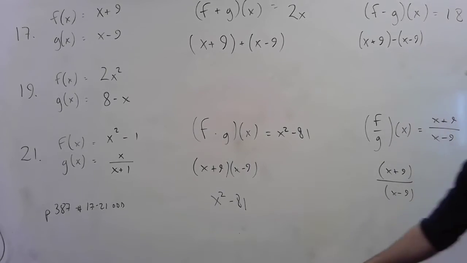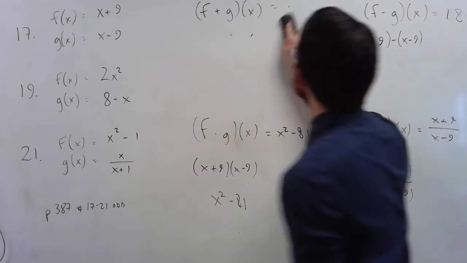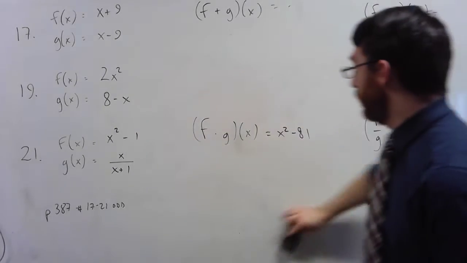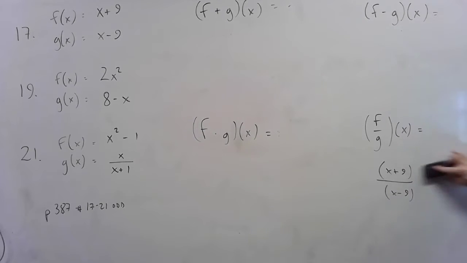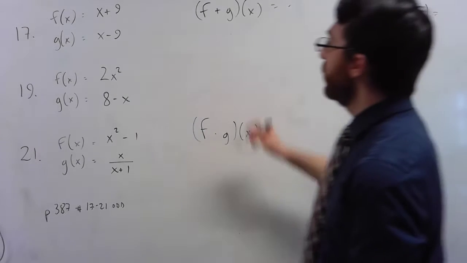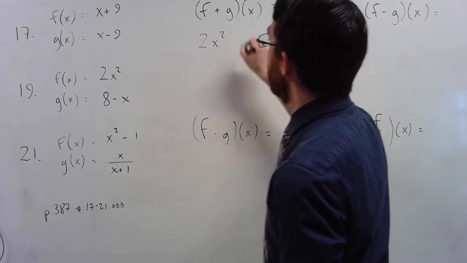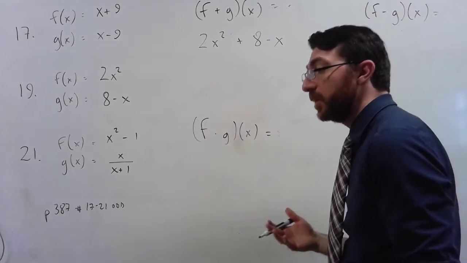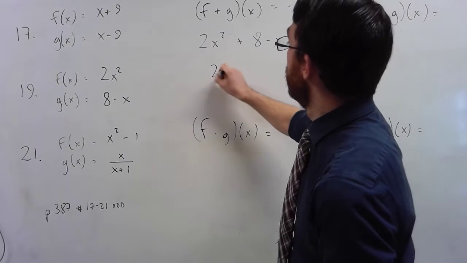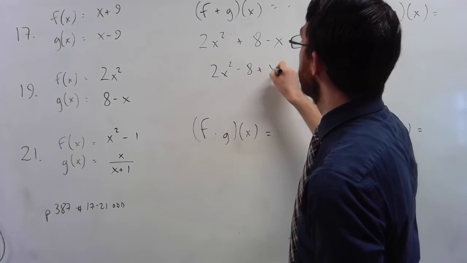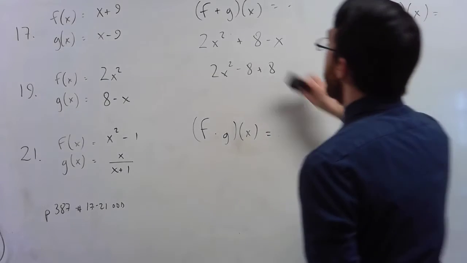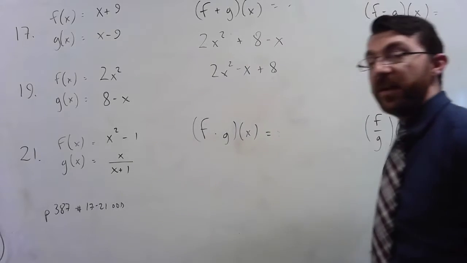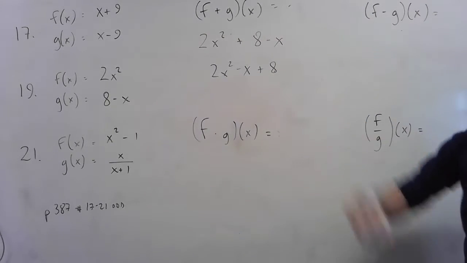All right, moving on to number 19. We've got different functions now. F of x is 2x squared. G of x is 8 minus x. So adding them, here's f of x, and here's g of x. There's really nothing to do except reorder it. 2x squared plus 8 minus x, excuse me, I was trying to do two things at once. Okay, so that's the answer to the addition.